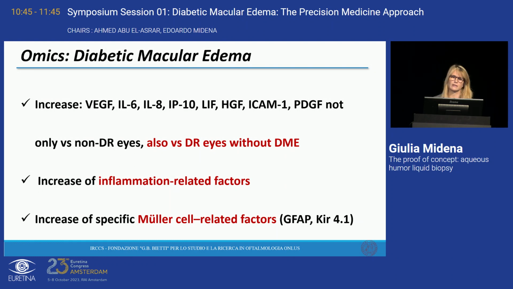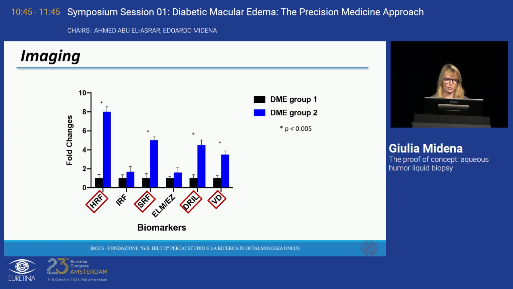In fact, the OMI study showed that in diabetic macular edema, we have an increase of VEGF and inflammatory biomarkers, not only comparing diabetic eyes with non-diabetic eyes, but also comparing diabetic eyes with edema to diabetic eyes without edema. Moreover, we have an increase of inflammation-related factors and immune cell-related factors, in particular GFAP and KIR4.1.